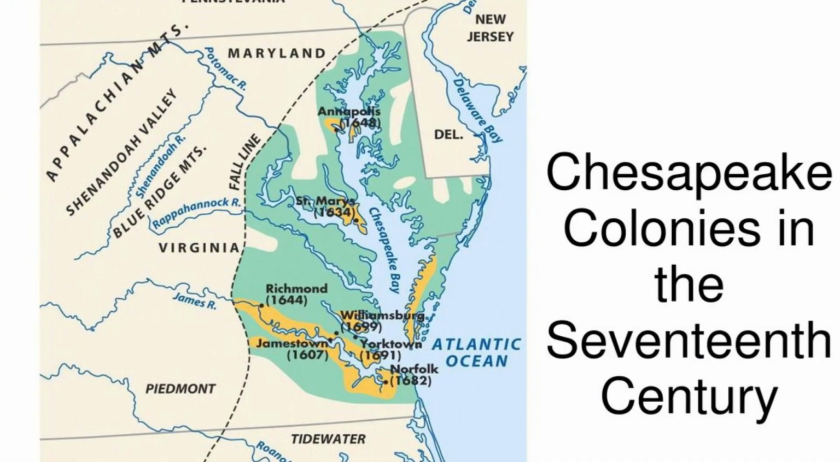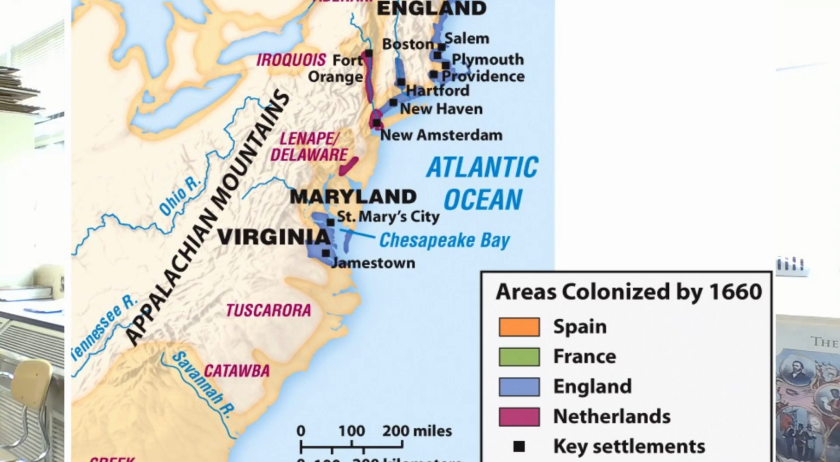First, let's talk about the Chesapeake colony, specifically the area of Virginia. Of course, we're talking about the foundation of Jamestown in 1607, its tobacco economy, understanding what the headright system is, and then, of course, the creation of the House of Burgesses in 1619.